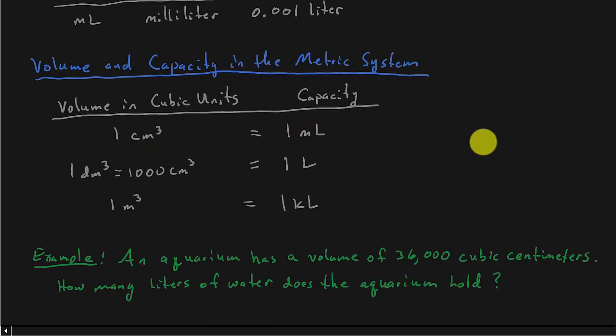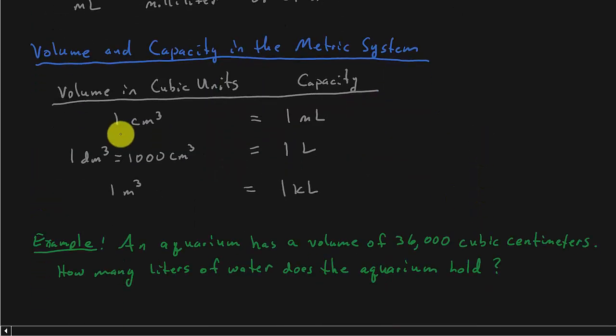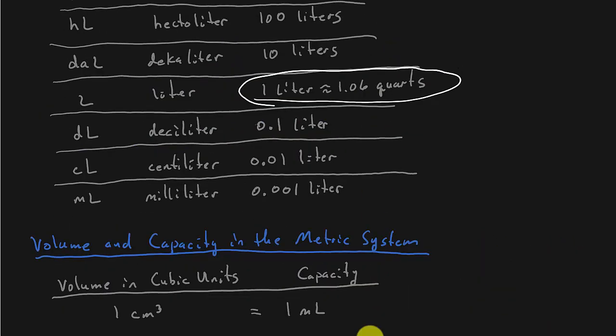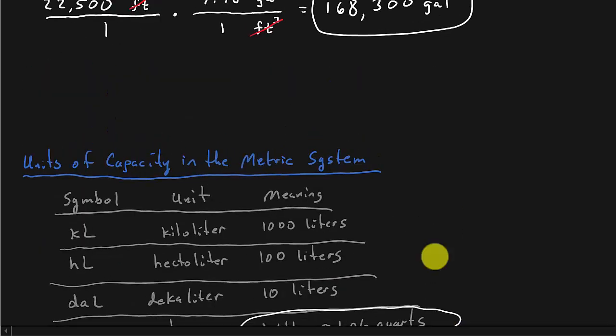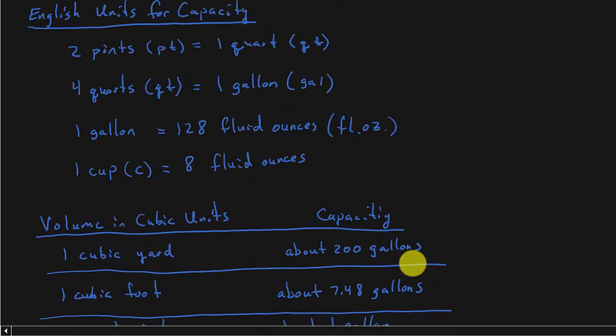All right, so let's see what kind of fun example. Well, we got a little more here. So 1 cubic centimeter is 1 milliliter. 1 cubic decimeter is 1,000 cubic centimeters, which is 1 liter, and 1 cubic meter is 1 kiloliter. All right. So this, all of this right here, is the same thing that we just did with these units up here. Okay. It's the same thing.